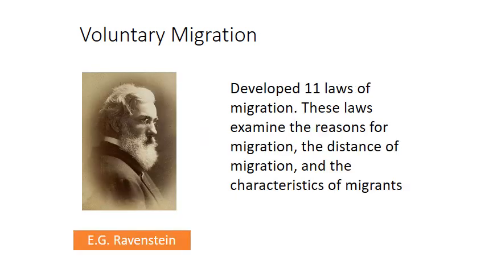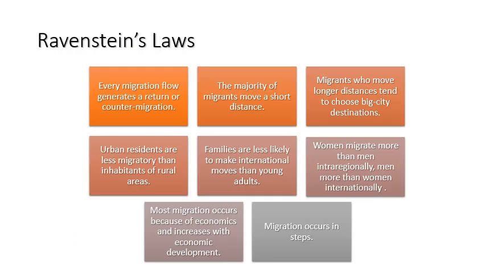We briefly looked at Ravenstein's 11 laws on migration, but we didn't spend a lot of time because some of these seem to be quite common sense. Ravenstein's laws include ideas such as the majority of migrants move a short distance. If you're going to move a longer distance, you're probably going to choose a larger city as your destination. Urban residents are less migratory than those in rural areas, which again is common sense because there's going to be more job opportunities in an urban area than in a rural area. And remember, most voluntary moves are economic.